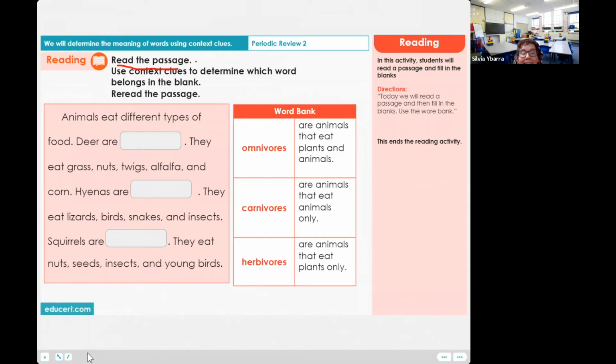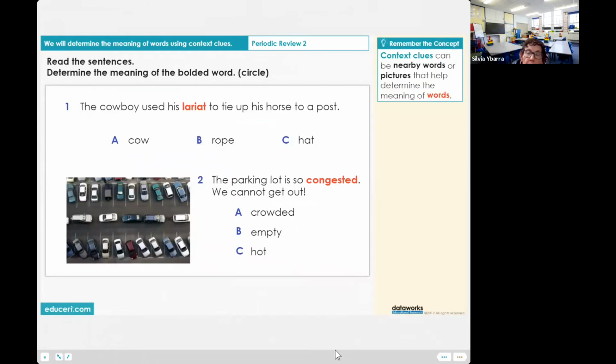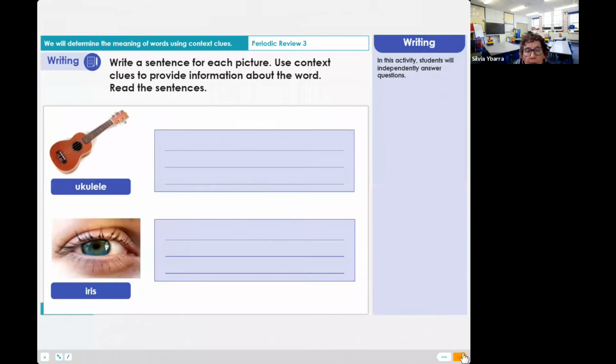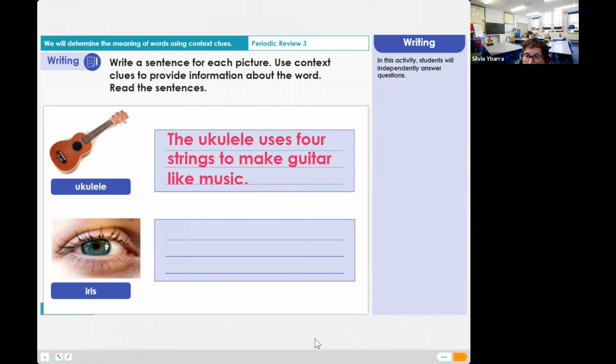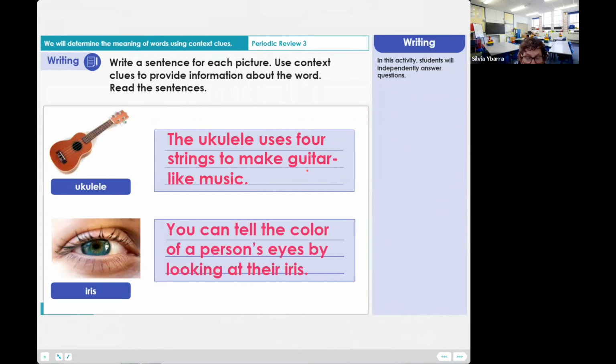And again, they're going back to the context clues. And then on the next page, we go a little bit more. Can you tell me what this means? And then the very last one, of course, is periodic review number 3, which is again going back and writing sentences with context clues. So these are very comprehensive lessons.